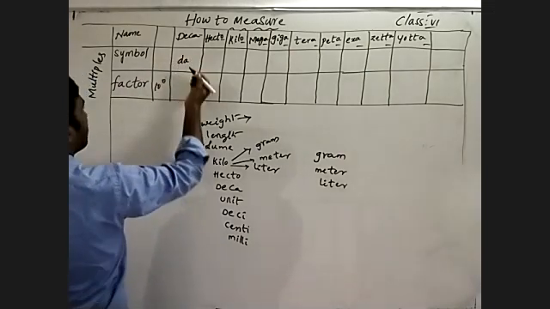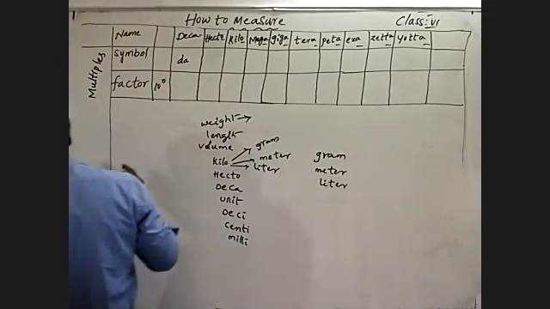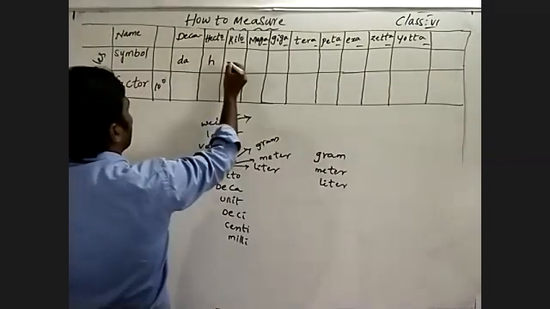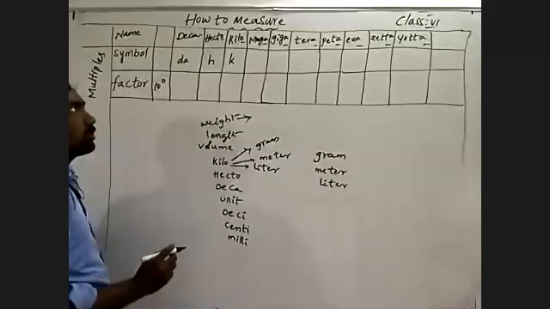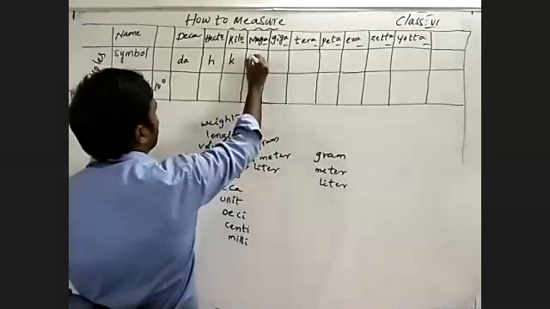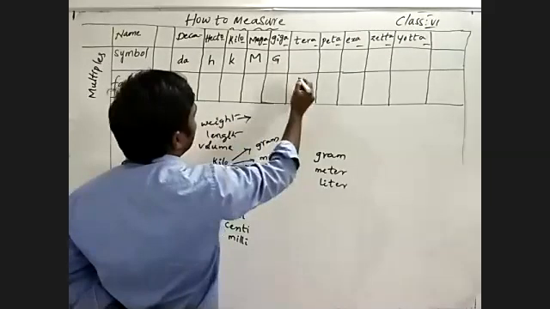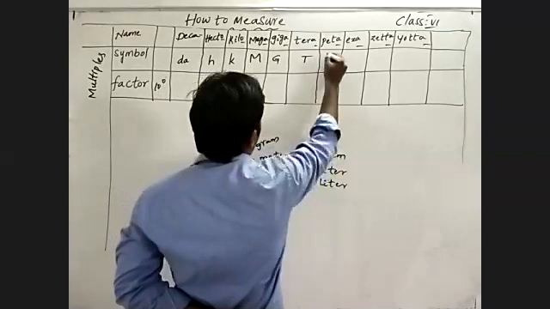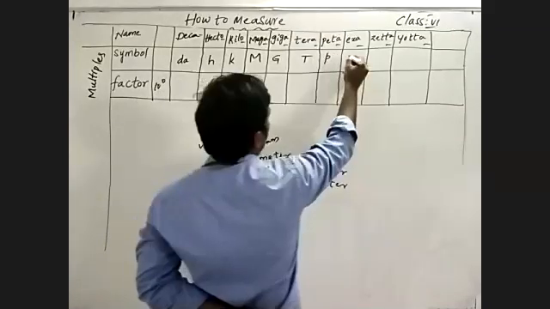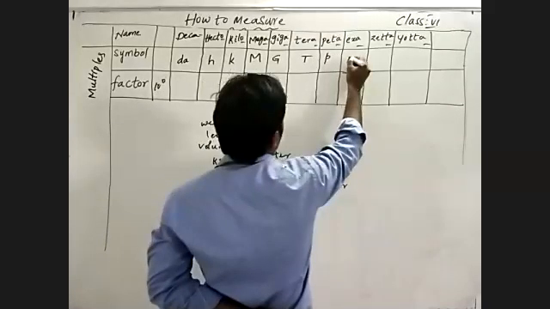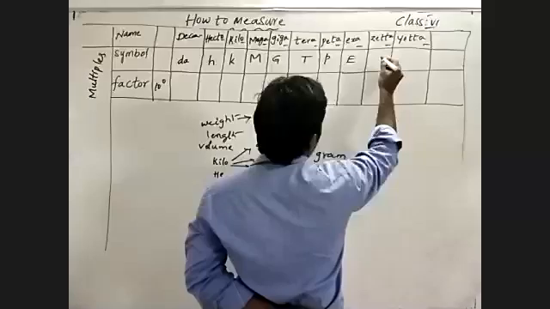Coming to the symbols: the symbol for deca is DA, hecto is H, kilo is K, kilo means 1000, then mega, giga, tera, peta, exa, zetta, yotta.